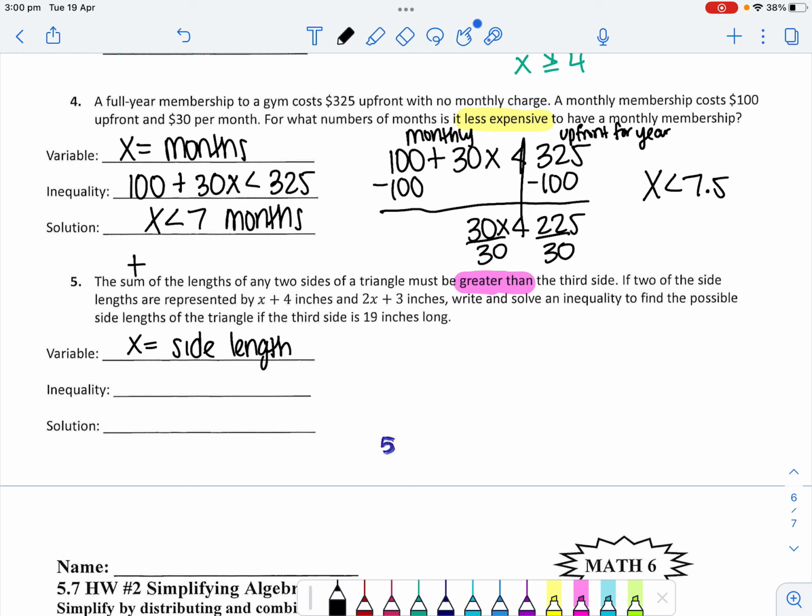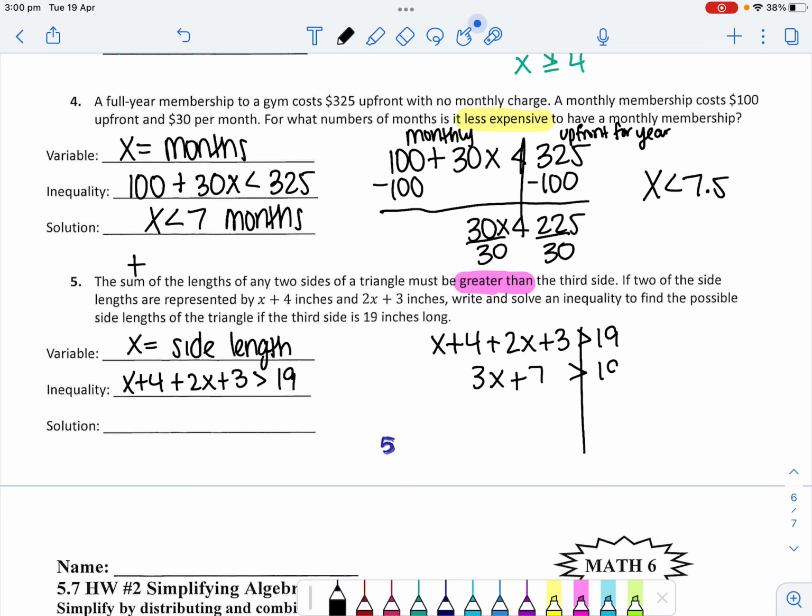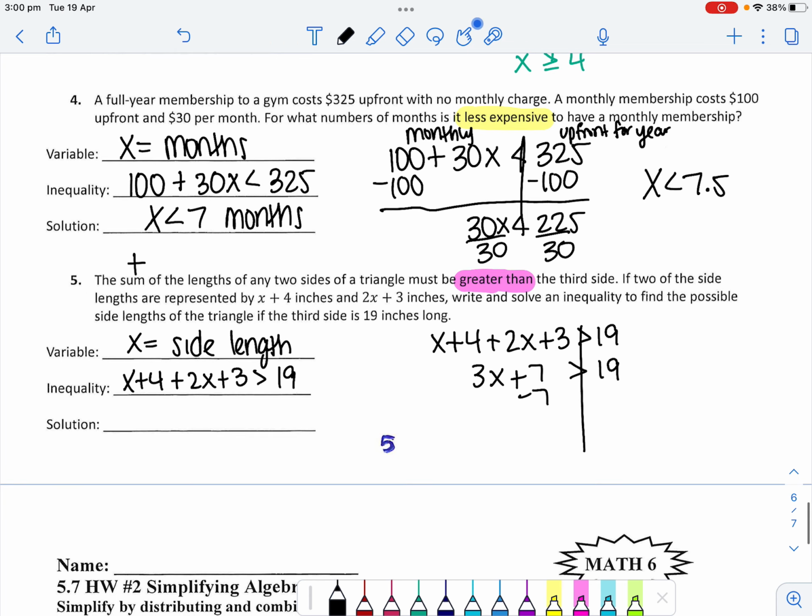So I'm going to do x plus 4 plus 2x plus 3, and that needs to be greater than the third side of 19 inches. So x plus 4 plus 2x plus 3 is greater than 19. So 3x plus 7 is greater than 19. I'm going to subtract 7. So 3x is greater than 12. I divide by 3. And x is greater than 4.